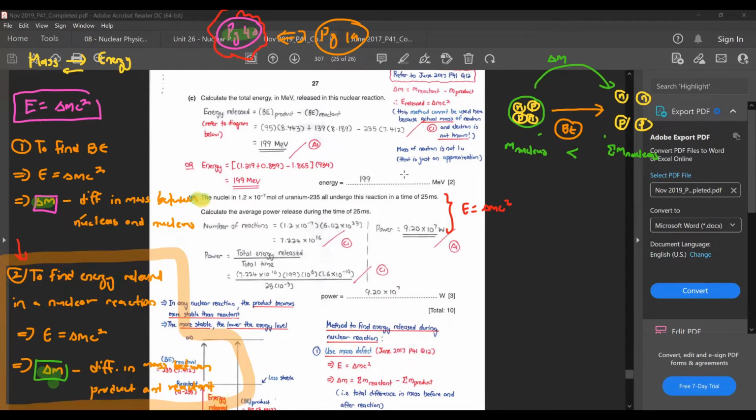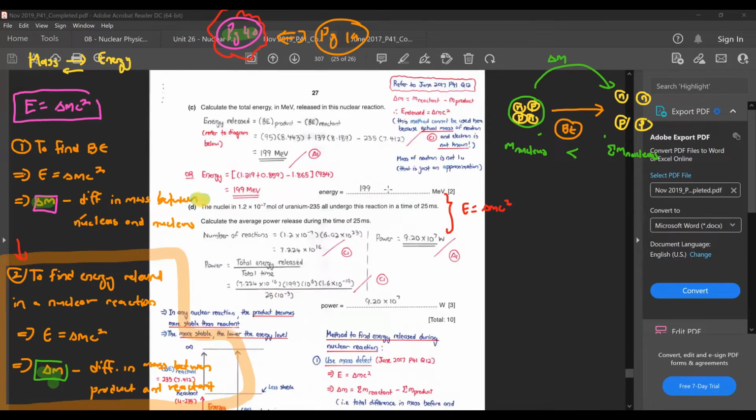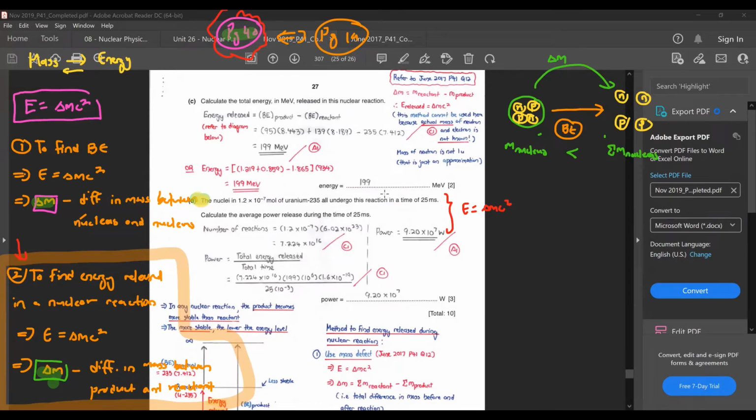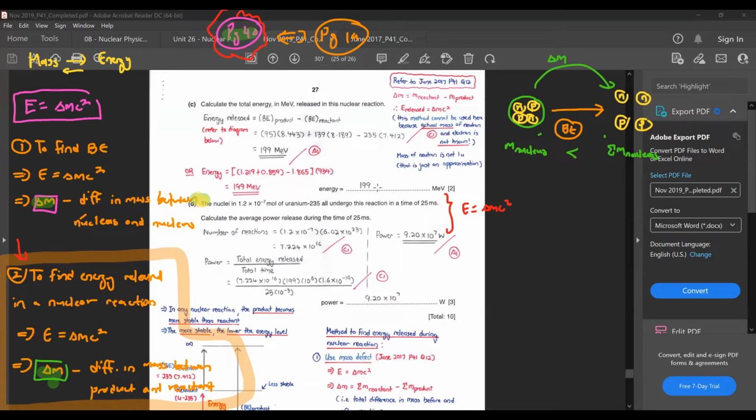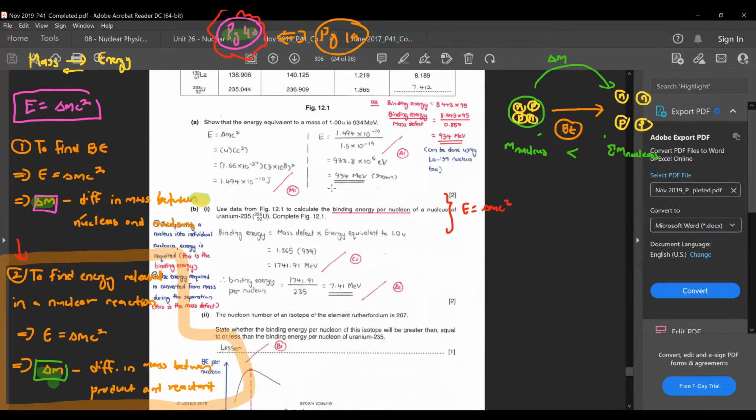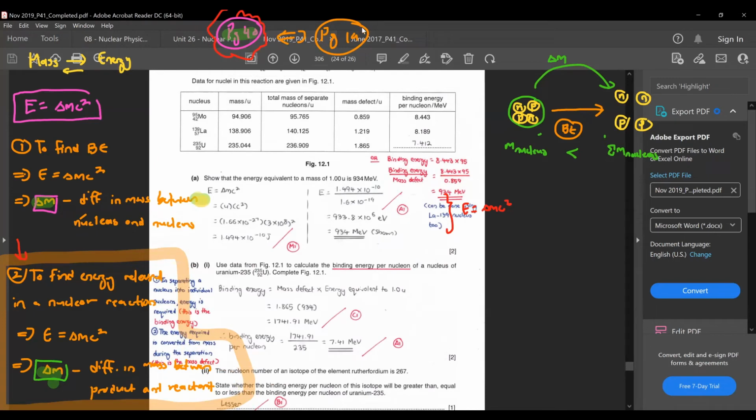Now, the reason why we cannot use that method right now is because we do not know the full masses. If you look at the equation right now, you do not know the full masses.